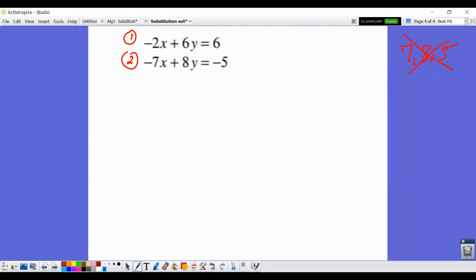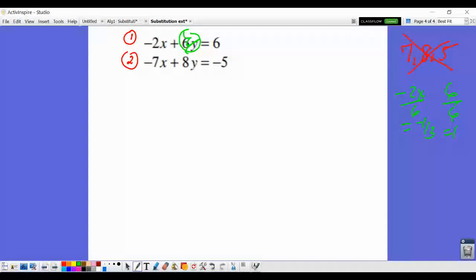Okay, let's look at equation 1. So I have negative 2x plus 6y equals 6. So I could divide by 6. I see that that's a multiple. And so let's check our thinking here. So if I'm dividing by this 6, I have 6 divided by 6 on the right side. Well, that's a 1. But negative 2x divided by 6, that's going to give me a negative 1/3. I don't want to do that. I don't want the fraction.